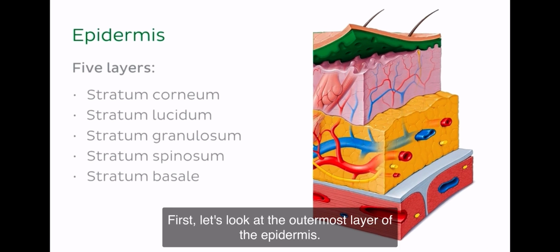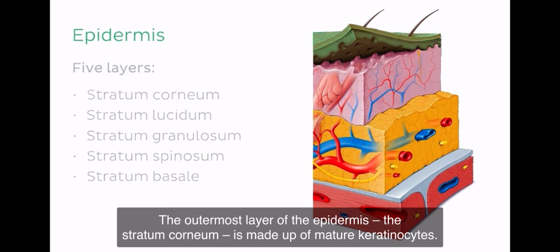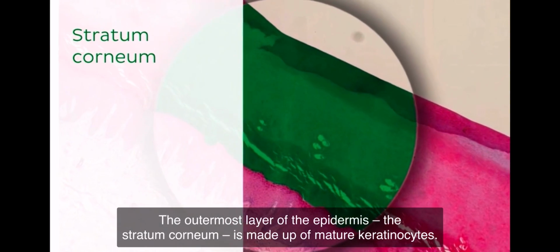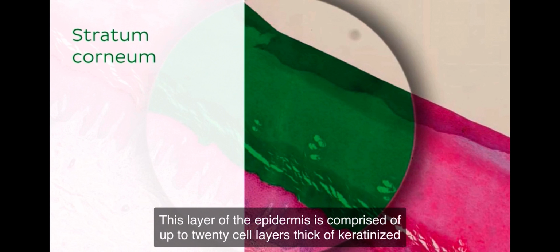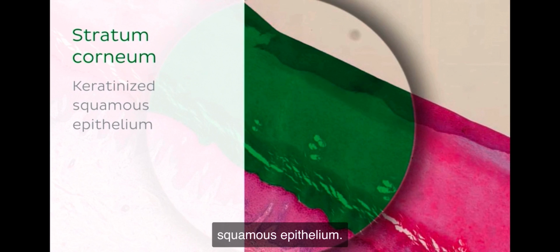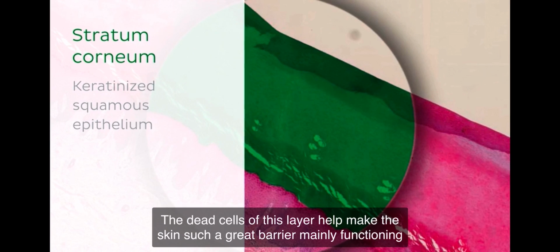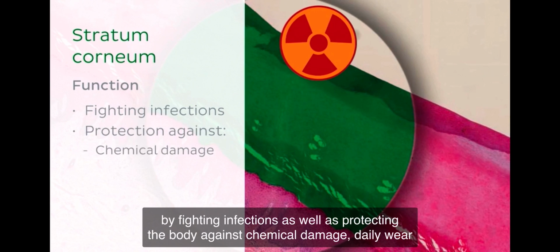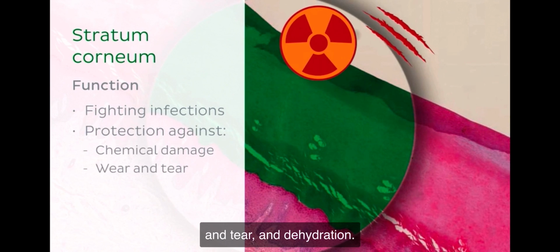First, let's look at the outermost layer of the epidermis. The outermost layer of the epidermis, the stratum corneum, is made up of mature keratinocytes. This layer of the epidermis is comprised of up to 20 cell layers thick of keratinized squamous epithelium. The dead cells of this layer help make the skin such a great barrier, mainly functioning by fighting infections, as well as protecting the body against chemical damage, daily wear and tear, and dehydration.